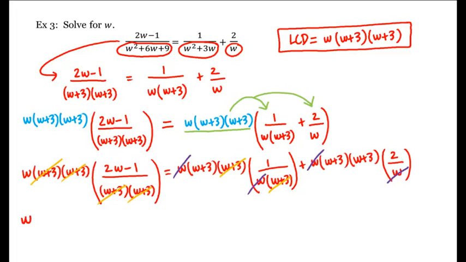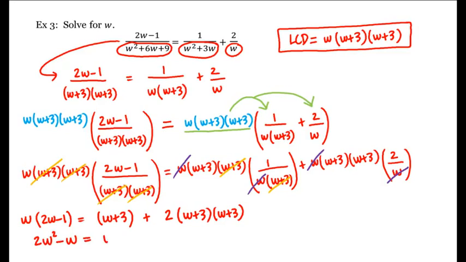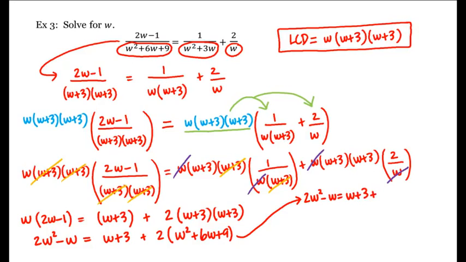Which leaves us with, don't forget this w out here, w times (2w - 1) is equal to (w + 3) times 1, or w + 3, and then plus 2 times (w + 3) times (w + 3). And then distributing the w gives us 2w squared - w is equal to w + 3 plus 2 times, and then foiling this out gives us w squared + 6w + 9. Or 2w squared - w is equal to w + 3, and then distributing the 2 gives us plus 2w squared + 12w + 18. And now the 2w squareds will cancel.